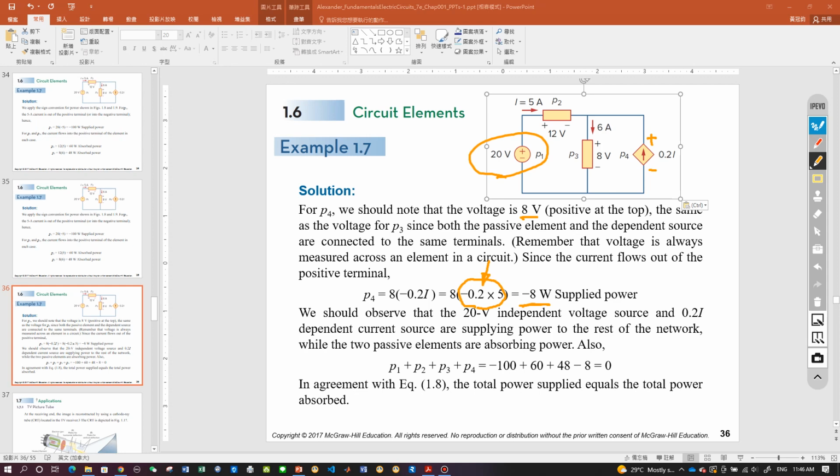So we should observe the 20 volts independent voltage source and the 0.2 dependent current source are supplying power to the rest of the network, while the passive elements, look at that, if you put 1, 2, 3, 4 all together, it's equal to zero. In agreement with equation 1.8, the total power supplied equals the total power absorbed. Why do we add them? They must add up, with some positive and some negative, to become zero. The important thing is here.